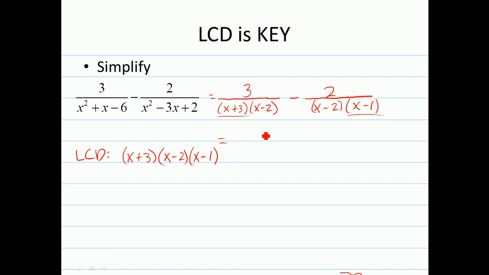So first thing is this. What does this one right here have that this one doesn't? This one doesn't have an x minus 1, so we multiply this by x minus 1. And whatever you do to the bottom, you have to do to the top. Over here is the same idea. I'm multiplying by x plus 3 because this doesn't have an x plus 3. I got to multiply the top too.